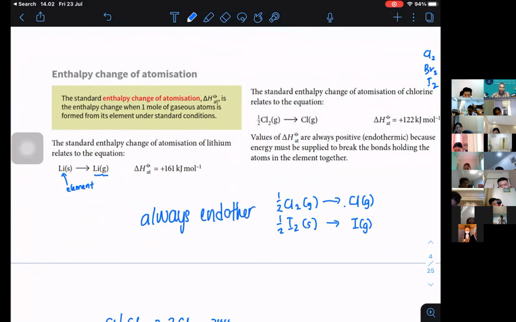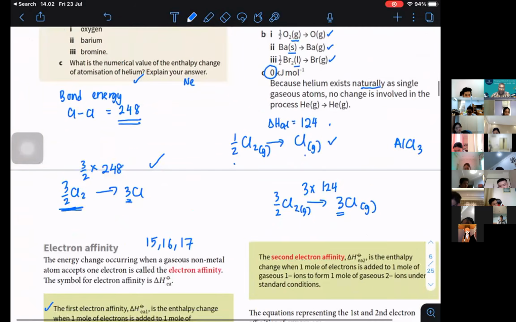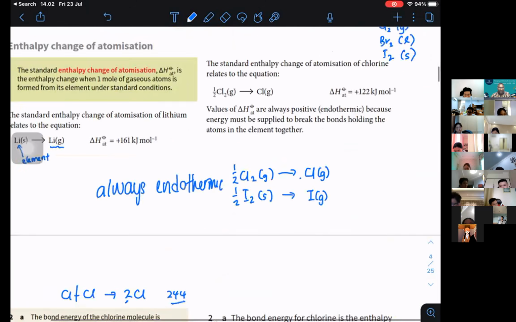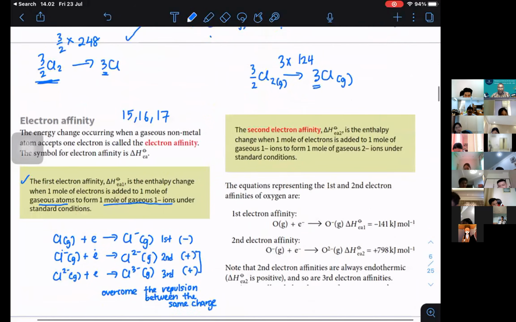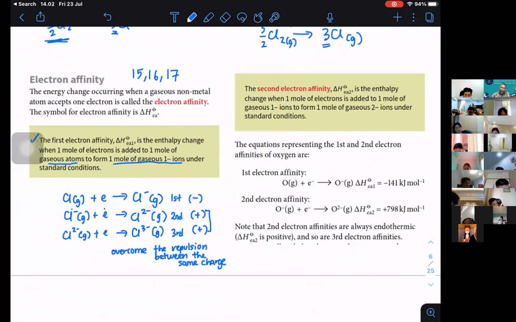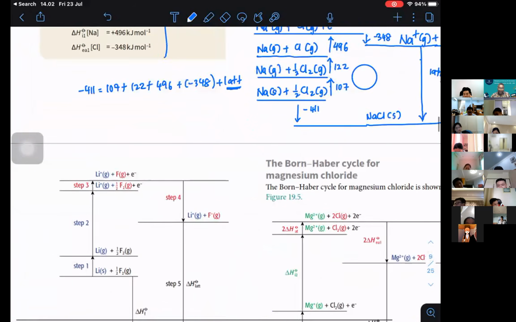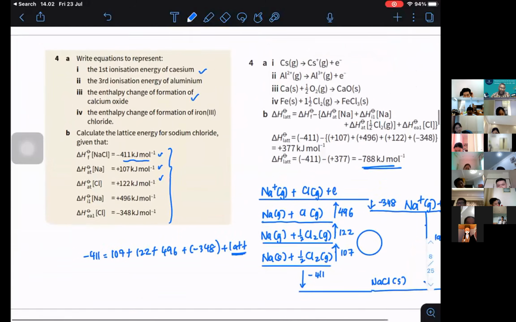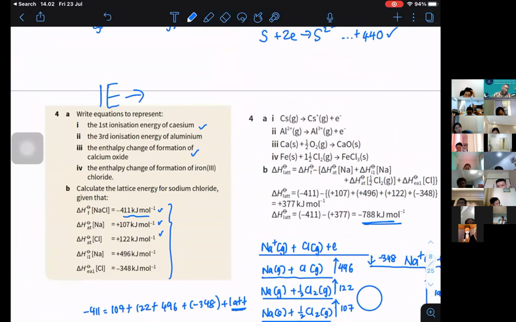And when you look at electron affinity, I don't know whether they mention ionization here, but ionization energy is going to be endothermic as well. But let's talk about electron affinity. For electron affinity, the first one is negative, then the rest are positive. And ionization energy is always endothermic, because it's breaking the bond. So you need to know all this first. This is very important for today's lesson.